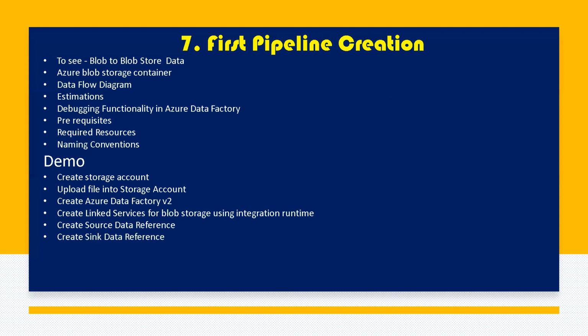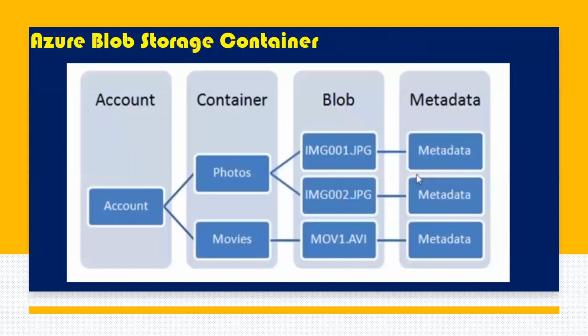See here, we create the sink data reference. The sink is the destination. Here the sink is representing the destination. And we have to create the pipeline. We have to debug the pipeline, then run the pipeline, and monitor the pipeline. So these are the steps we have to follow in the demo.